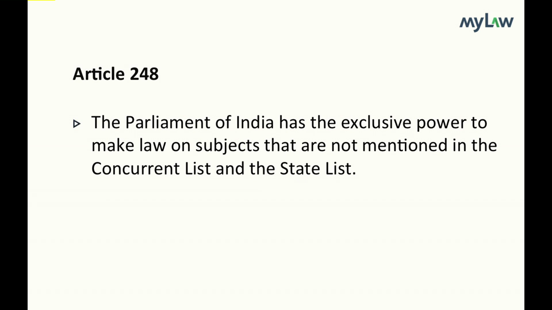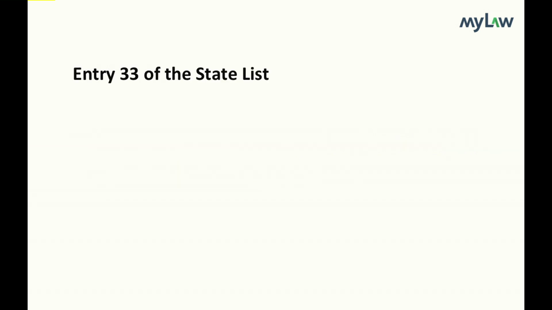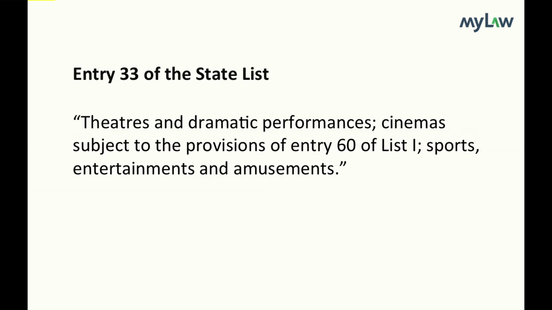Now, if we browse through all three lists present in Schedule 7 of the Constitution of India, we will see that the word sport appears only once, in entry 33 of List 2, which is the state list. Now, based on this, if we were to conclude that state legislatures had the exclusive authority to make law on the subject of sport, we would be wrong. We have to realize that the law made by state legislatures can only apply within the territorial limits of that state.